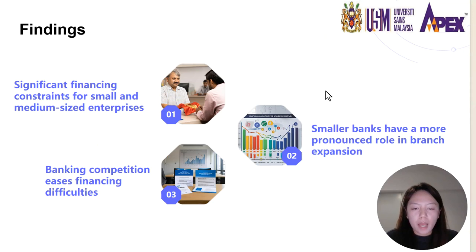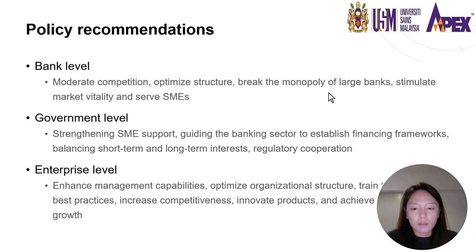The conclusions can be briefly summarized in the following 3 points. First, the SMEs' financing constraints are significant. Second, the effect of branch expansion of small banks is more pronounced. And third, competition in the banking sector eases financing difficulties.